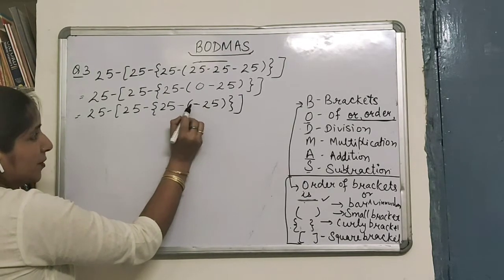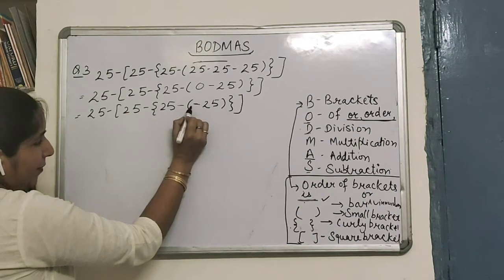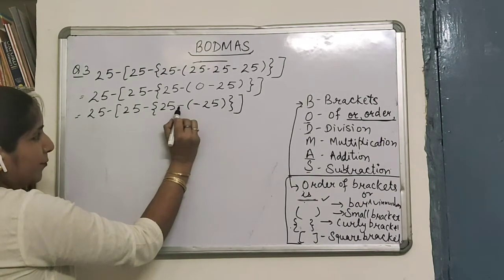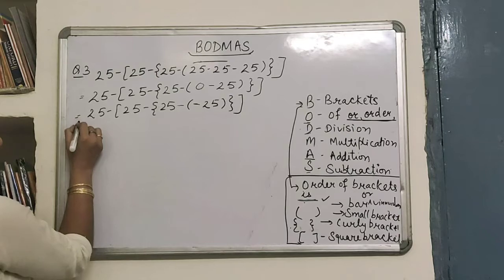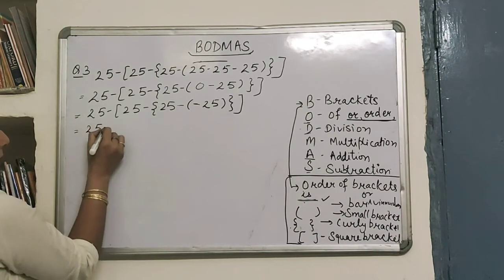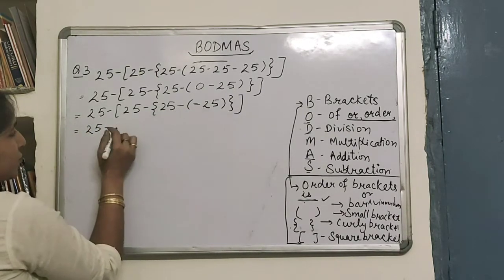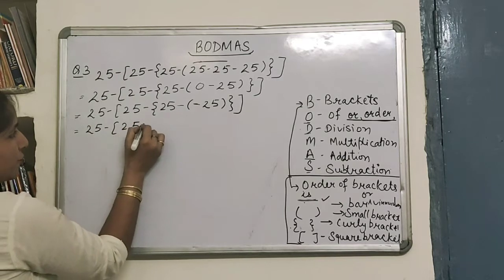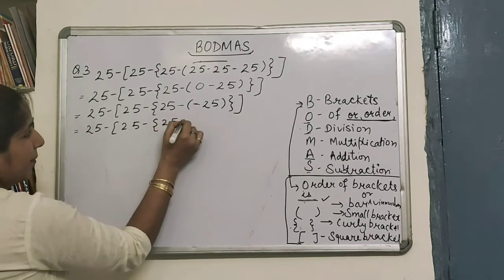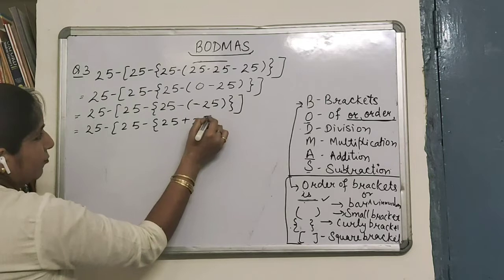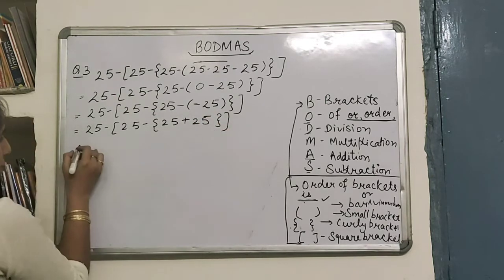So if two subtraction signs are there and one bracket is in between to separate them, it means they are in multiplication. And as I told you earlier, that negative times negative is always positive. So what should I write here? 25 plus 25. In this way we have removed the small bracket also.